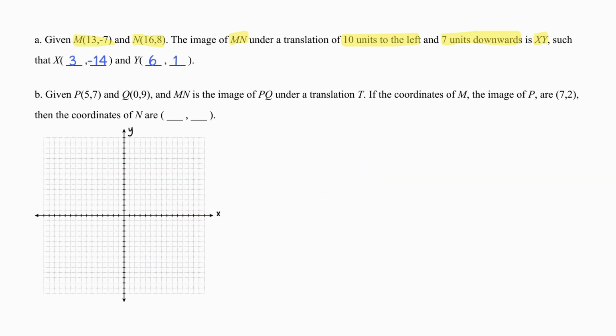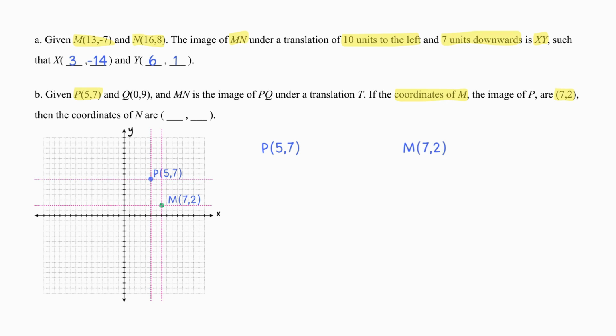Part B is a little trickier because they don't tell us left or right directly. Instead, they show us what happened to one point, P moving to M, and ask us to apply that same rule to the second point Q. To find the rule, look at point P, 5, 7, and its image M, 7, 2.